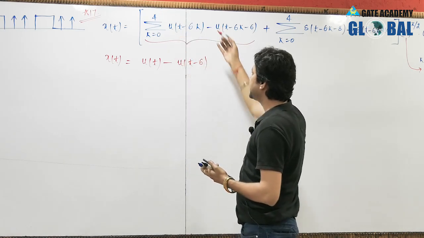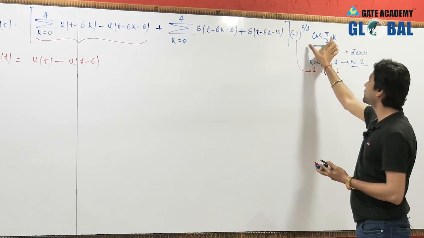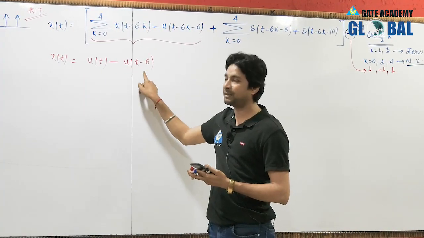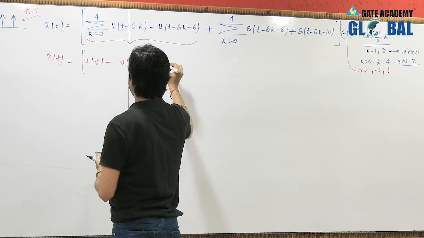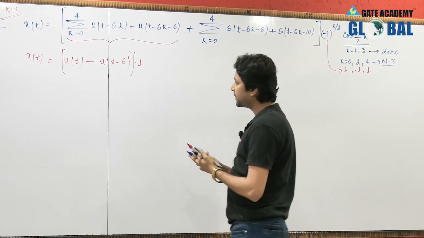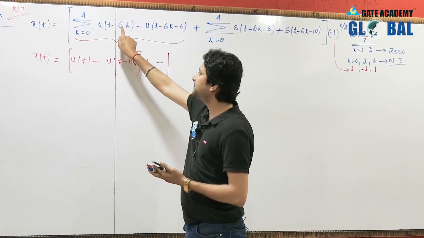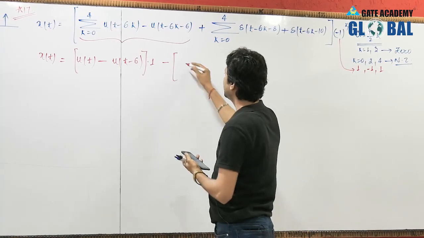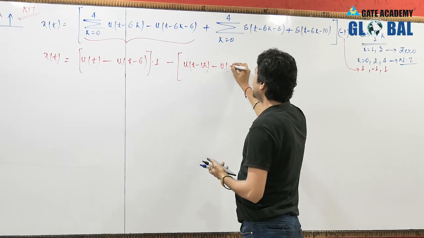Similarly, we have mentioned that for k equals 0, this coefficient will be plus 1. Therefore, we have taken the coefficient of this term, u of t minus u of t minus 6, as plus 1. Now, for k equals 2, the coefficient is going to be minus 1, therefore we take the minus sign. If you put k equals 2 in these two terms, this term will become u of t minus 12, and minus this term will become u of t minus 18.